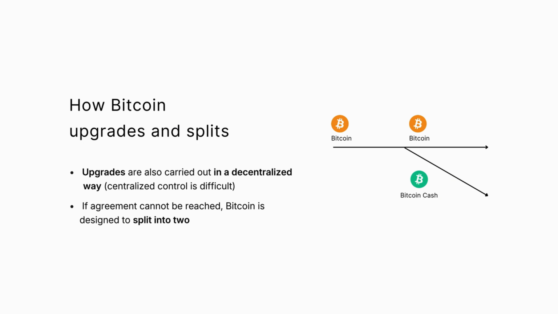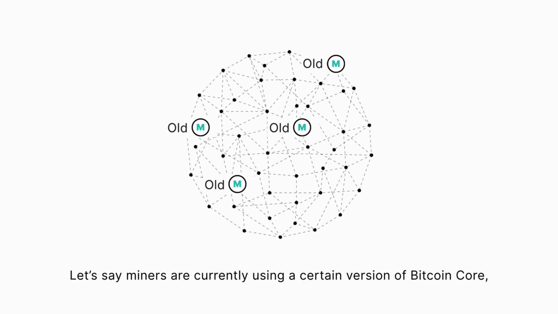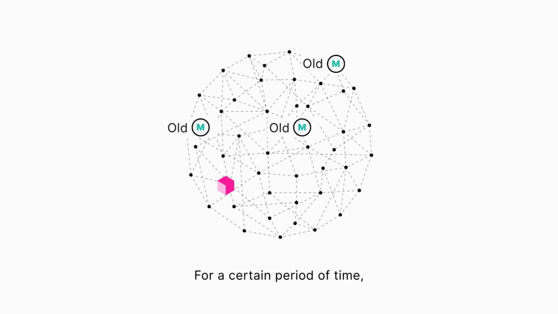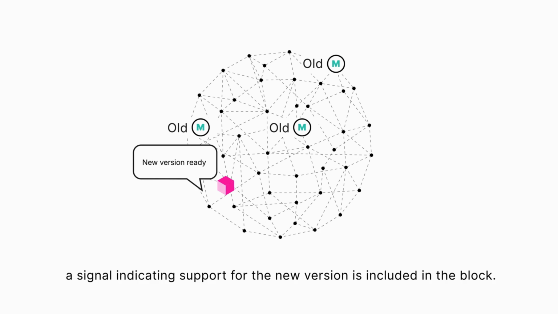There are various ways to implement upgrades, and they can be difficult to understand. So here we'll look at just one simplified example. Let's say miners are currently using a certain version of Bitcoin Core, and a new version is proposed that includes updated consensus rules. Miners who agree with a change to the consensus rules start mining using the new version of the software. For a certain period of time, when they successfully mine a block using this version, a signal indicating support for the new version is included in the block.